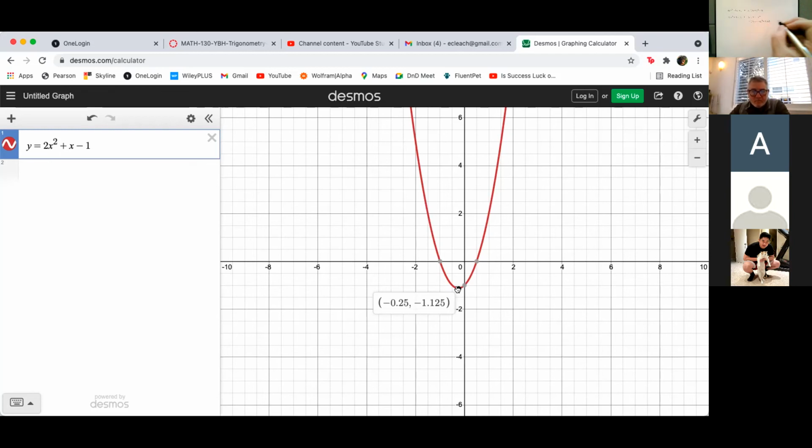So now, if we set this equal to 0, we can do the inverse operations in reverse order. We would just add 1.125, so 2 times (x + 0.25)² is equal to 1.125. Divided by 2, (x + 0.25)² is equal to 1.125, which is 9/8, divided by 2 is 9/16.